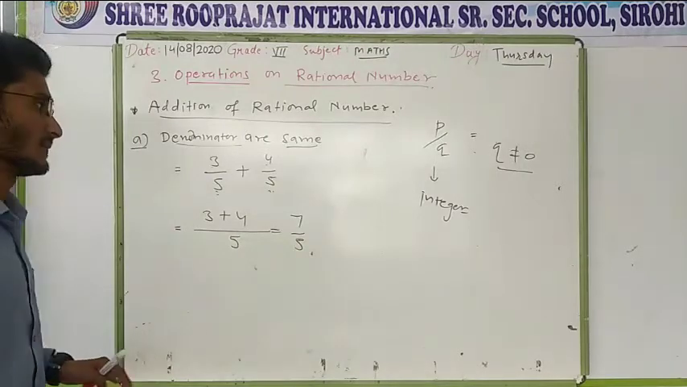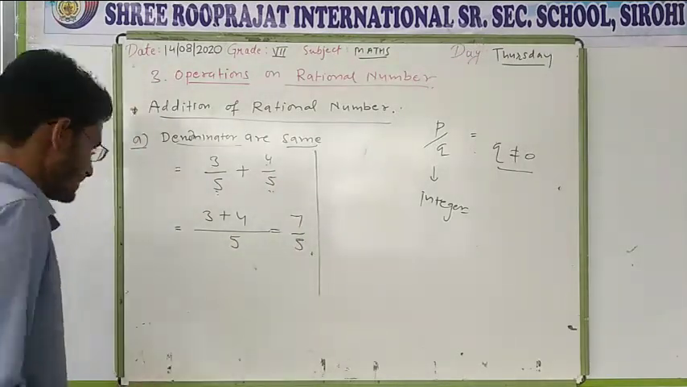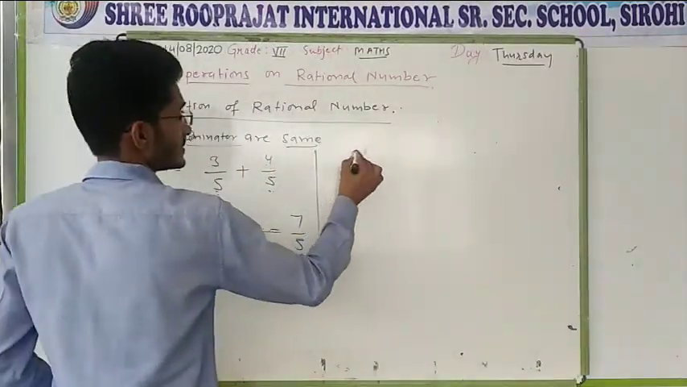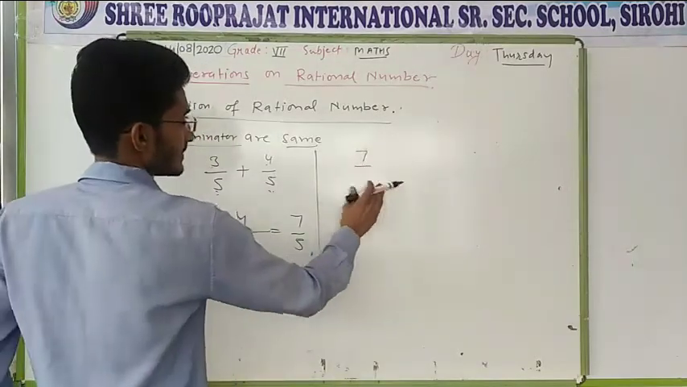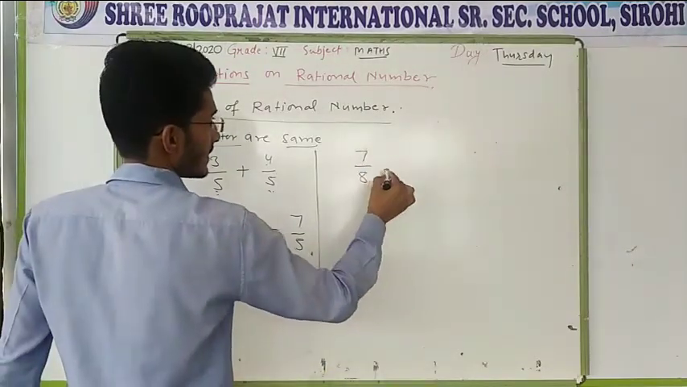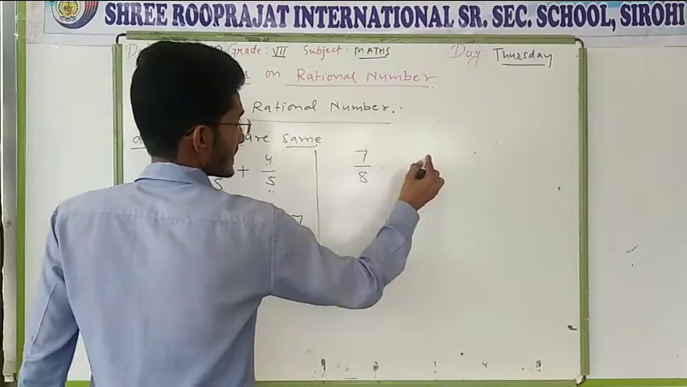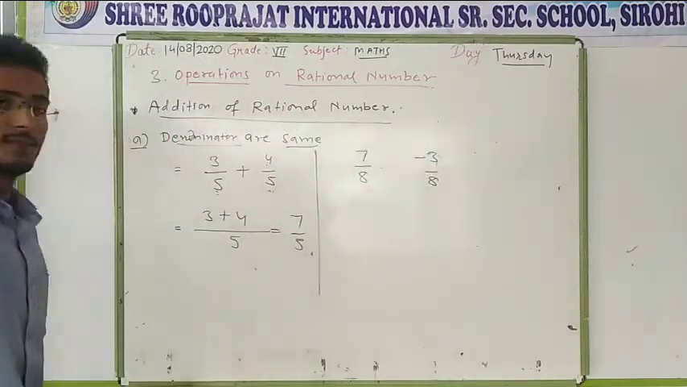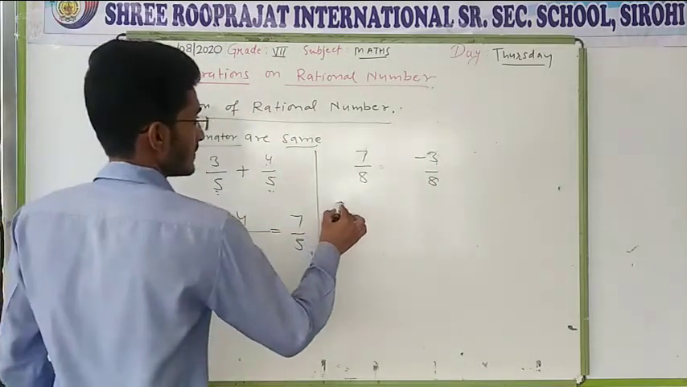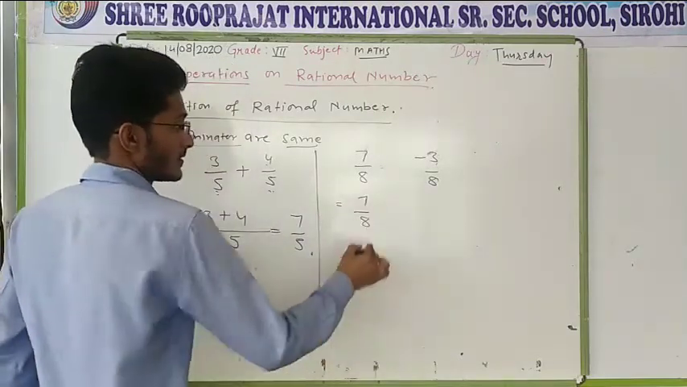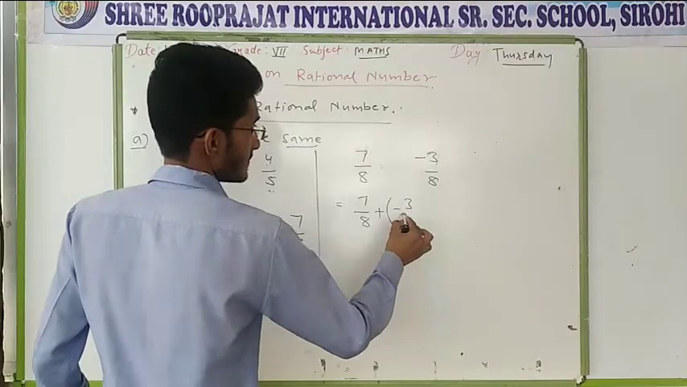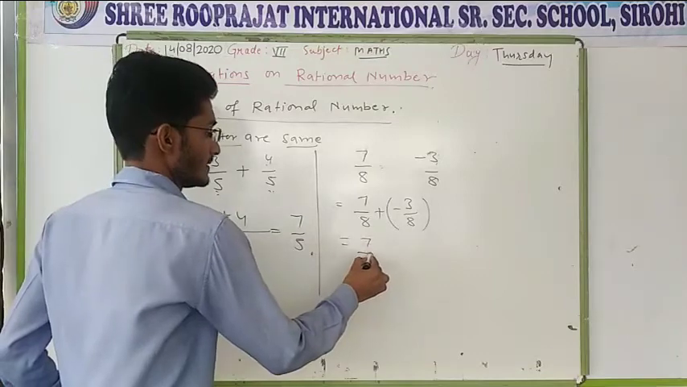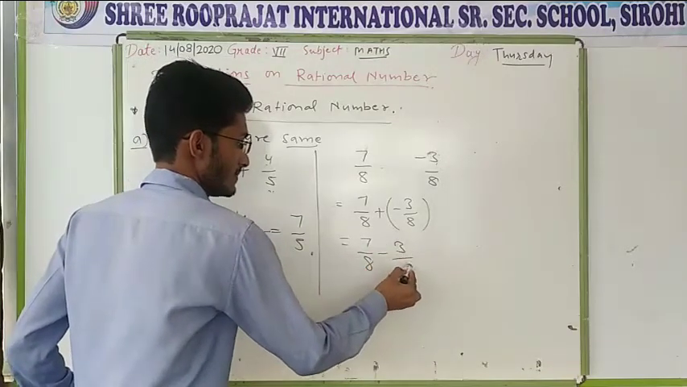That is your answer. If we talk about one more example, suppose this time there is a negative rational number. Suppose the first number is 7 by 8 and the second one is minus 3 by 8. You have to add both numbers. So if you add 7 by 8 plus minus 3 by 8, and remove the bracket, you will get 7 by 8 minus 3 by 8.